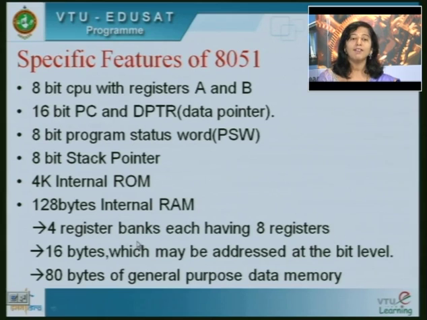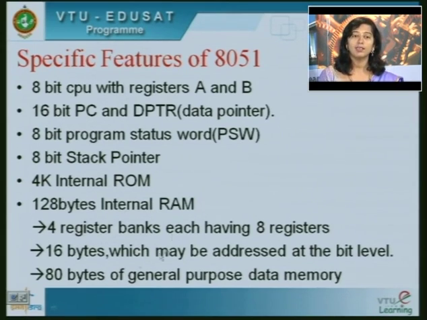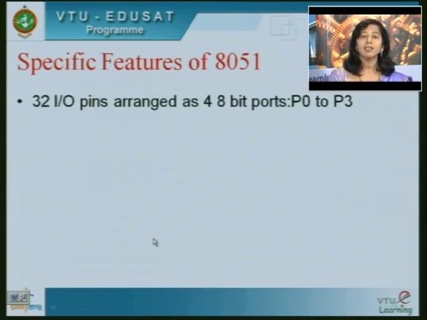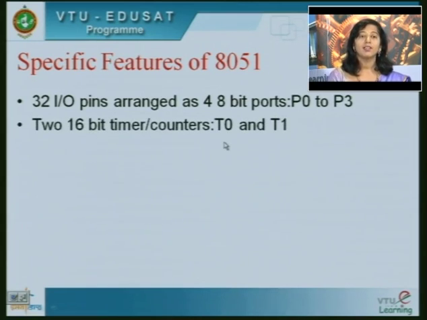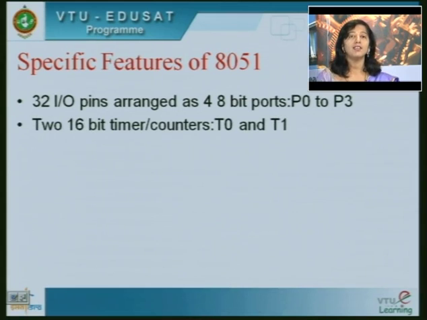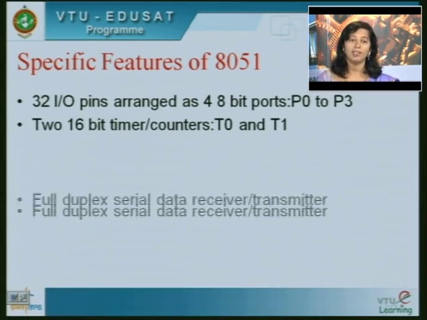Next, we have 80 bytes of general purpose data memory which can be used to store any type of data. So, this is what the 128 bytes internal RAM is made up of. These are the 3 things. Coming to the other specific features, we have 32 I/O pins arranged as 4 8-bit ports, port 0 to port 3. Then 2 16-bit timers or counters, T0 and T1.